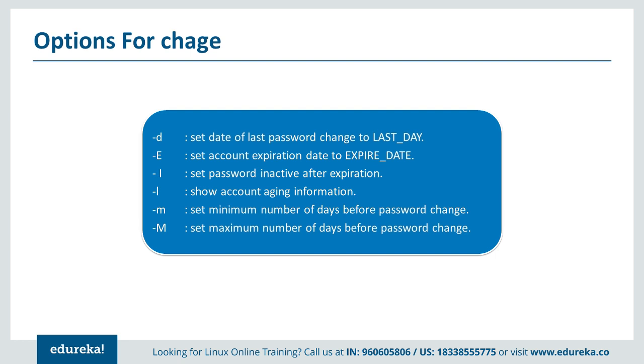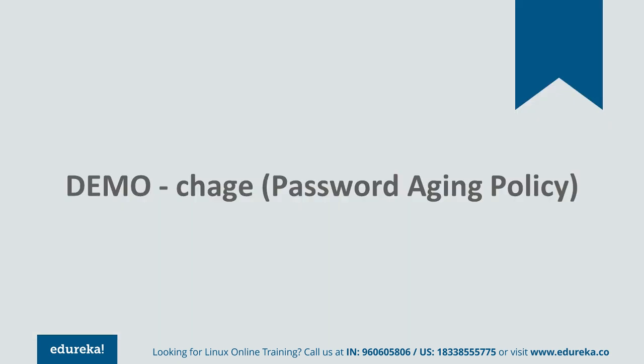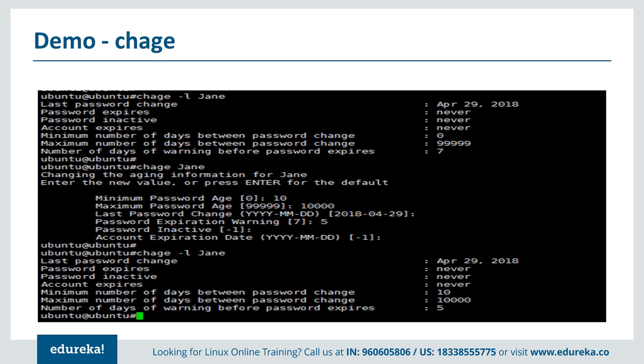If you want to set an expiration date, and don't want to specify in how many days you want it to expire, if you want to give the exact date, -E is the option. And to set the last date of the password change, -d is the option. So let's check the demo. What it suggests is chage -l, it lists down everything.